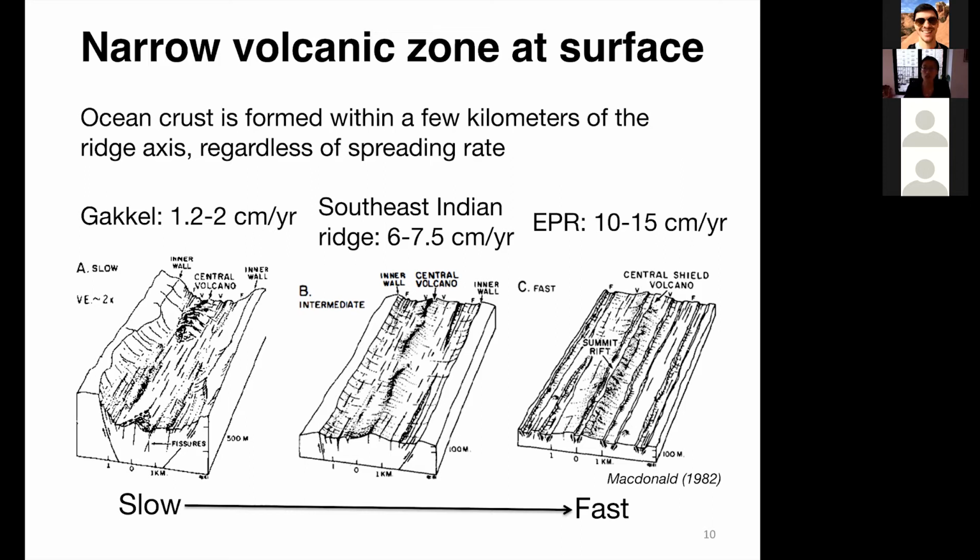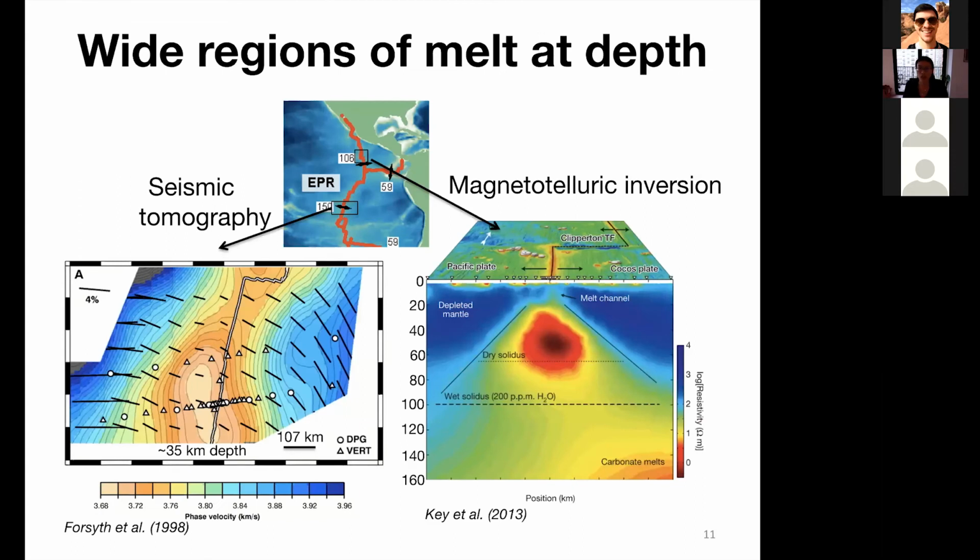So this might lead you to expect that melt is generated in a narrow zone. Well, in fact, wide regions of melt have been observed beneath mid-ocean ridges by various geophysical methods. At the East Pacific Rise, where the spreading rates are pretty fast, on the left here I'm showing seismic tomography, which shows slower phase velocity beneath the ridge axis that increases away from it. This has been interpreted as the presence of melt in a wide region of a few hundred kilometers beneath the mid-ocean ridge.